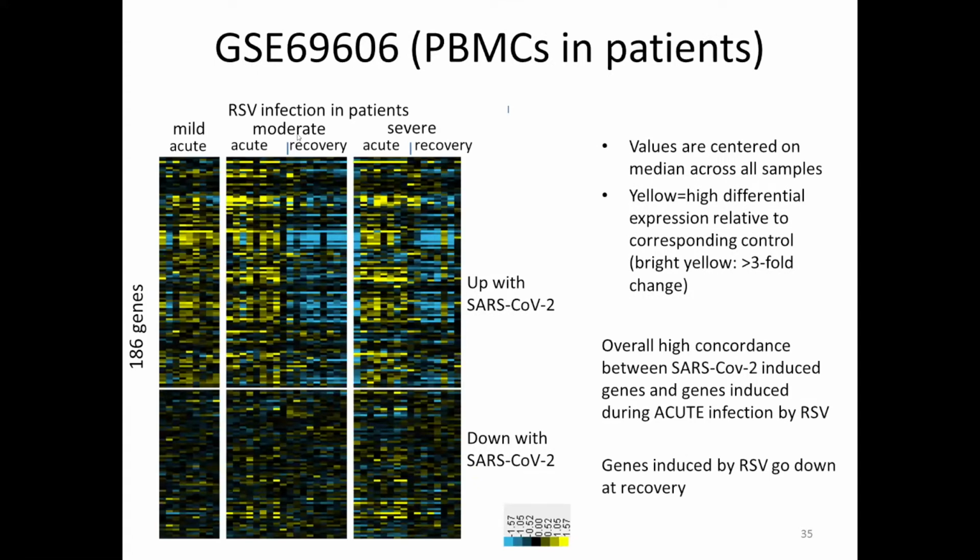This is another data set. This is RSV infection in patients. Again, PBMCs, acute versus recovery. For the genes that are up with SARS-CoV-2, a lot of these are up in the acute phase, and then they go down in the recovery phase. So there are some similarities between SARS-CoV-2 and viruses such as RSV.